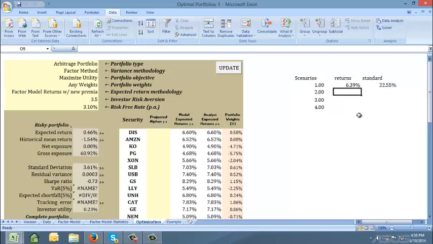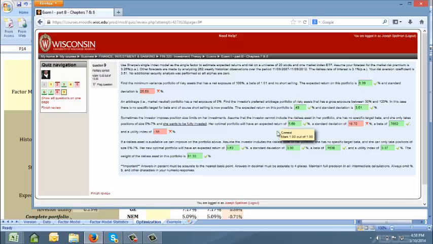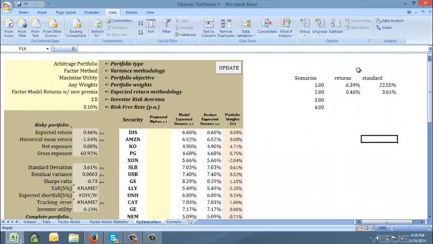Return 0.46. Standard deviation 3.61. We'll see what it's asking for. 4.43 and 3.51. That variation is in there because solver can't be completely exact, but it's pretty right. We'll go to scenario 3 now.